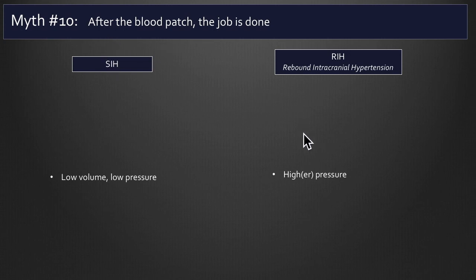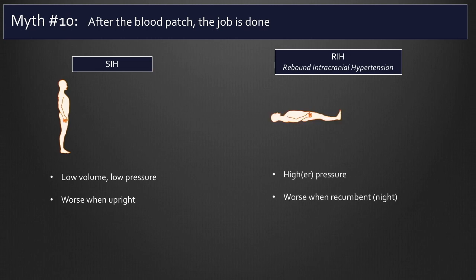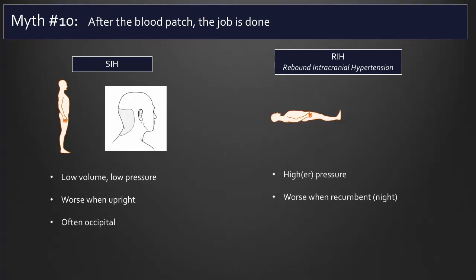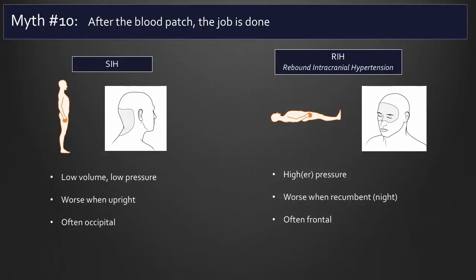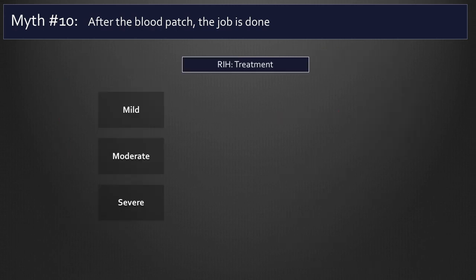Rebound high pressure: the patients often don't have an elevated CSF pressure. It's a relative increase in their pressure. Intracranial hypotension is worse when upright. Rebound is worse when down. Often occipital in SIH, and often frontal or periorbital, or sometimes at the vertex or whole head. But a change in headache description comes with rebound. Nausea is common and onset after the blood patch.